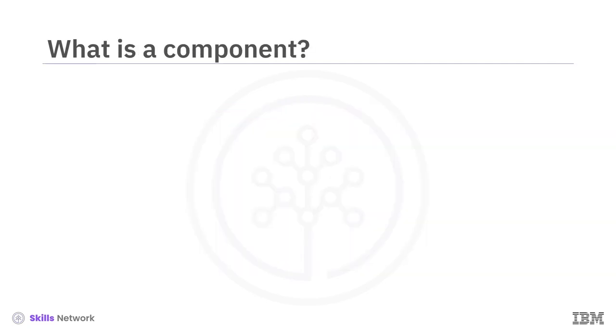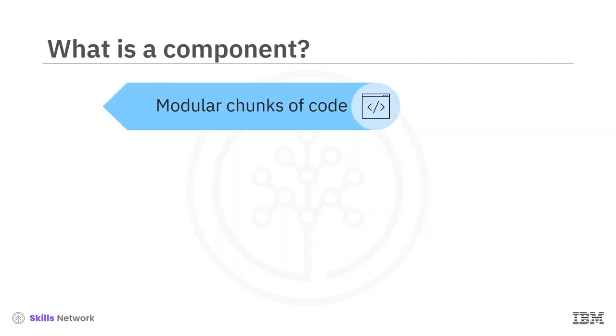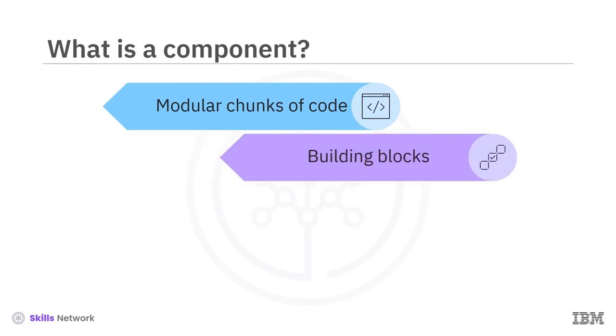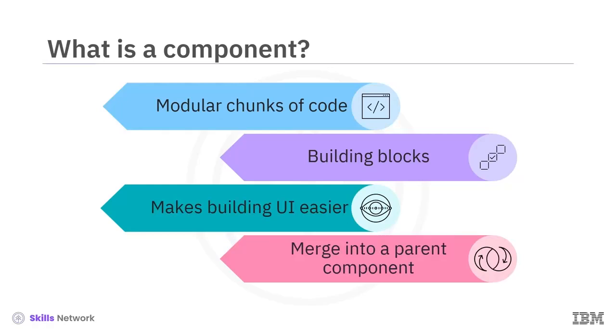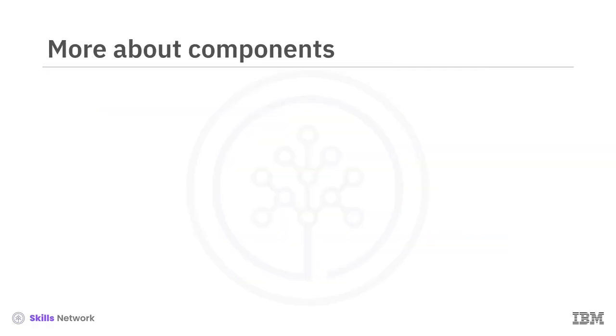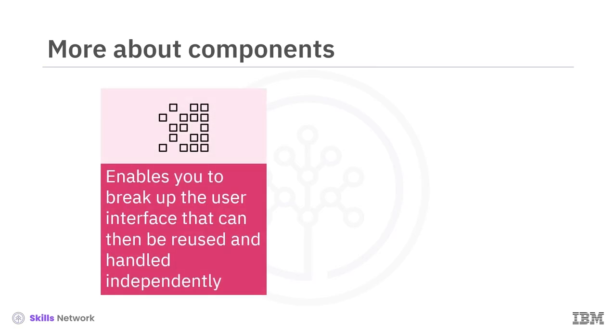You create React applications with modular chunks of code called components. Components are the building blocks of React applications and make building complex user interfaces easier by breaking down the UI into individual pieces. Then, you merge them into a parent component that forms what the user sees and interacts with. React components enable you to break up the user interface into separate elements. These can then be reused and handled independently.